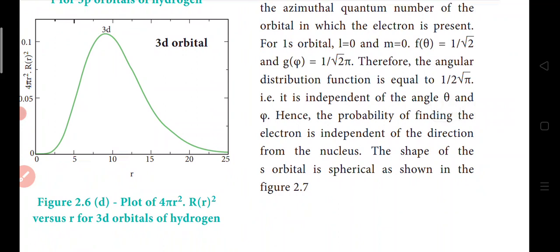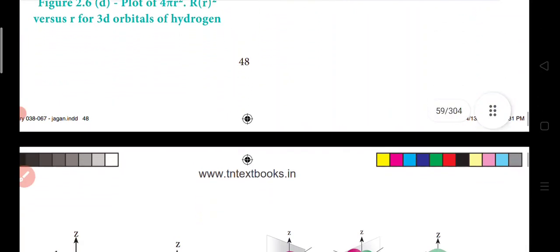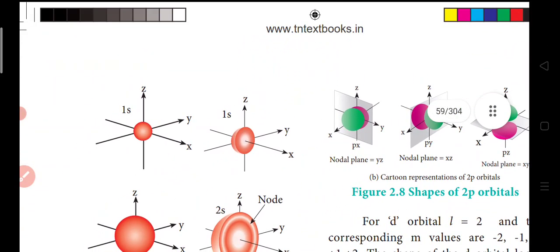Hence, the probability of finding the electron is independent of the direction from the nucleus. So, in the direction, it is independent of direction. So, நமக்கு இது தேவையில்லை. ஆங்குலர் தீட்டாவோட வேல்யூ எல்லாமே இண்டிபெண்டன்ட்டாக இருக்கிறதுனால the probability of finding the electron எந்த டைரக்ஷனில் இருக்குது அப்படிங்கிறதும் நமக்கு it is not important, it is independent of that orbital.